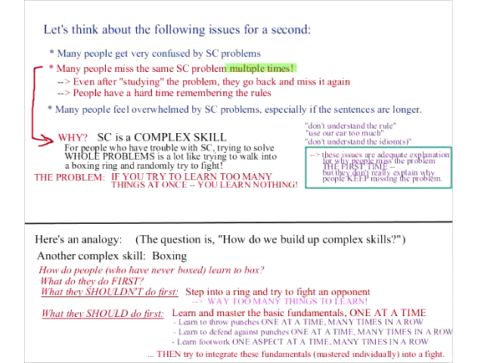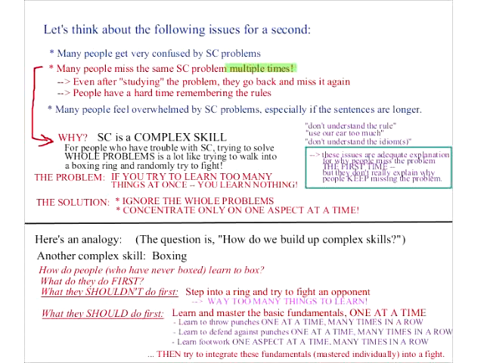So the solution, and we're going to get into how to do this on the next slide, but the solution, and again, it's not really going to be very enjoyable, we'll talk about how it works in a second, is to ignore the whole problems and concentrate only on one aspect at a time. I mean, here's what we mean. Let's do this on the next slide.